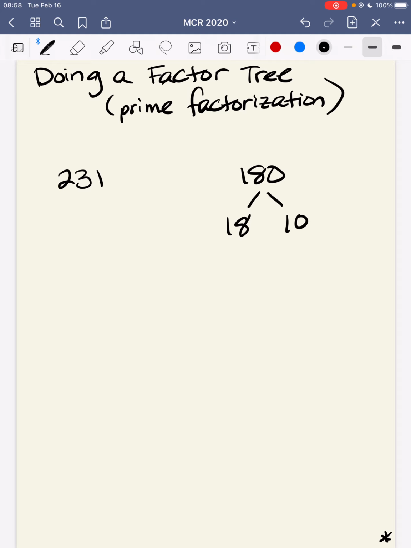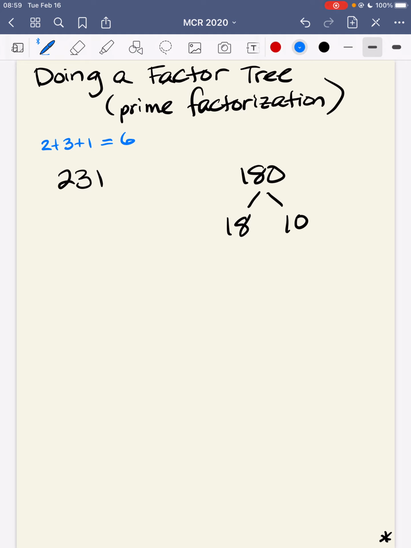Now 231 looks really hard, but remember we have some tools we can use. We know it's not divisible by 2. We know it's not divisible by 5. We know it's not divisible by 10. What I would like to check is whether it's divisible by 3. To figure that out, add the digits together. So 2 plus 3 is 5. 5 plus 1 is 6. And if that number 6 is divisible by 3, which it is, then 231 is divisible by 3.